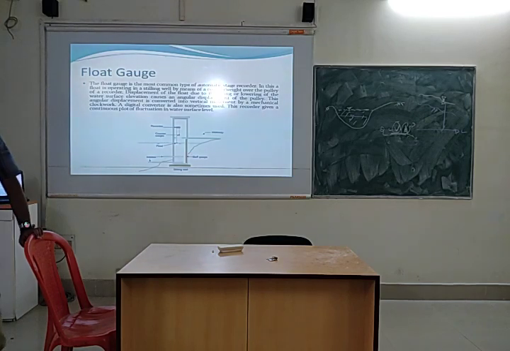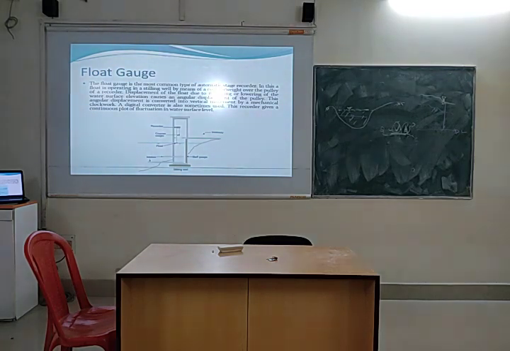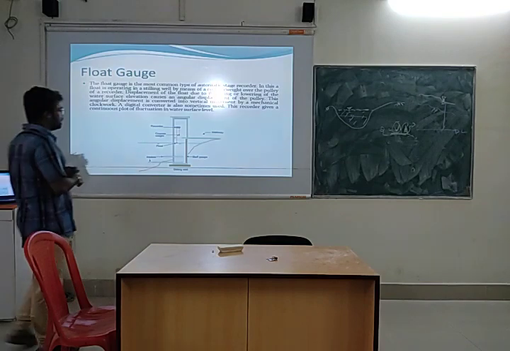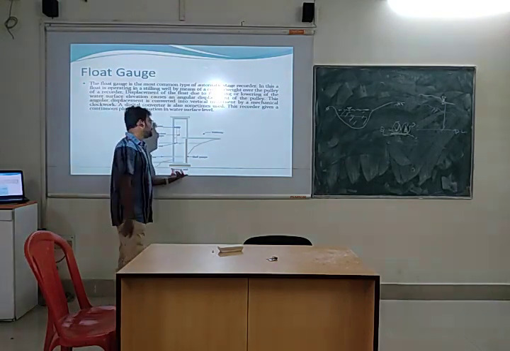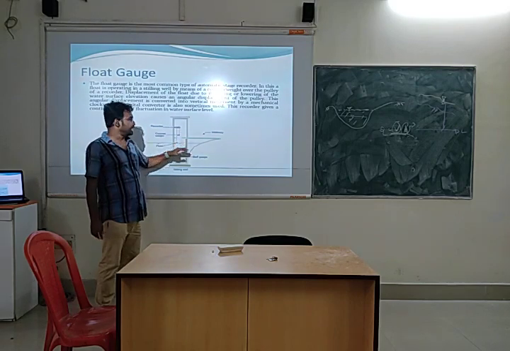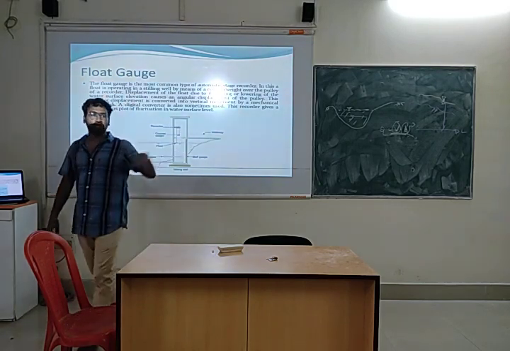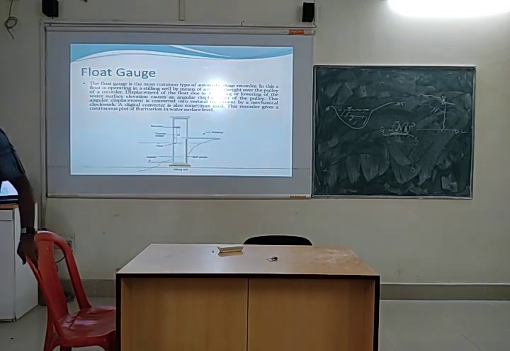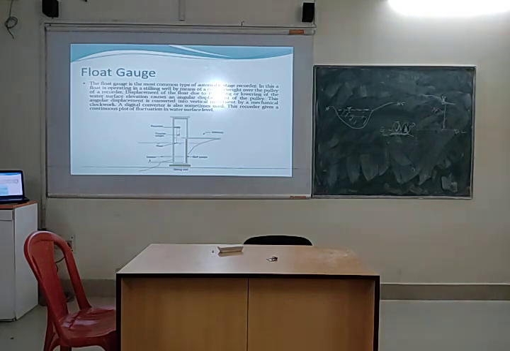Now, those are the manual types. Next, we are having the mechanical type of gauges. First of all, we are having the float gauges. In this case, one well will be there, called a stilling well. A well-like structure will be there, and this is the walkway through which you can access the inside of the well, and you can do all the things, right?